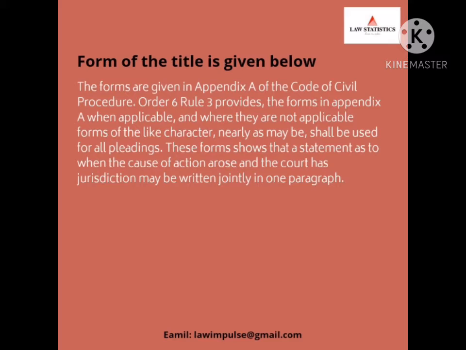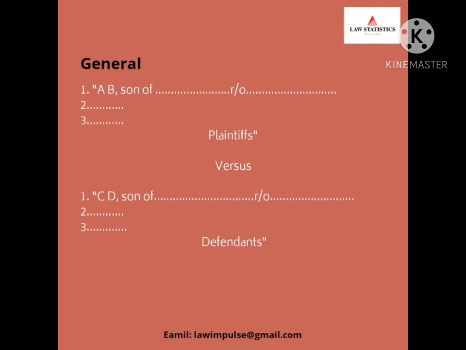The forms are given in Appendix A of the Code of Civil Procedure. Order 6, Rule 3 provides that the forms in Appendix A, when applicable, and where they are not applicable, forms of a like character, as nearly as may be, shall be used for all pleadings. These forms show that a statement as to when the cause of action arose and that the court has jurisdiction may be written jointly in one paragraph.